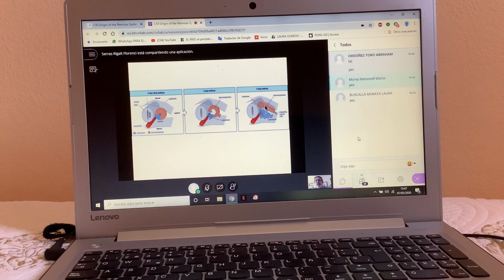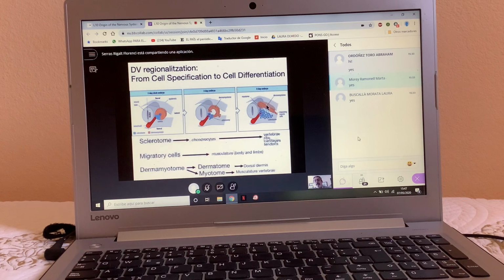The dermatome, which is here, is going to develop the dorsal dermis of the animal, and actually corresponds to the dorsal dermis of your body, which means the dermis of your back. Okay, this is the dermatome, and is this area here, right? Now, this part of the dermamyotome will then split in these two. So the dermamyotome gives rise to the dermatome and the myotome.